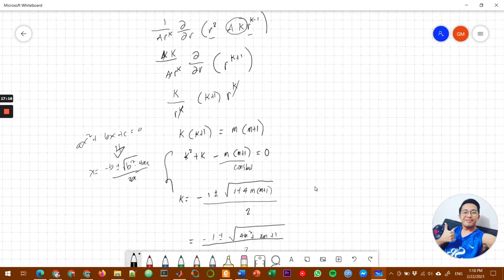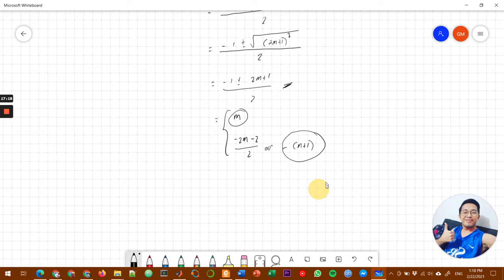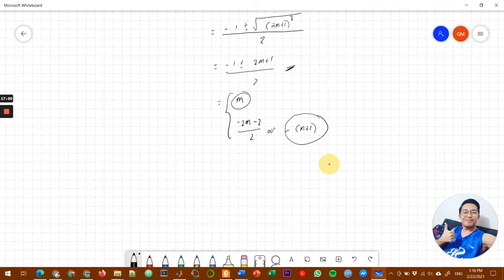So the solution for R is therefore A r to the k, right? So that would be A r to the m, where k equals m or negative m plus 1. We have B over r to the m plus 1. I just wrote m plus 1 because that is the negative power. So this would be the solution for r. Okay?